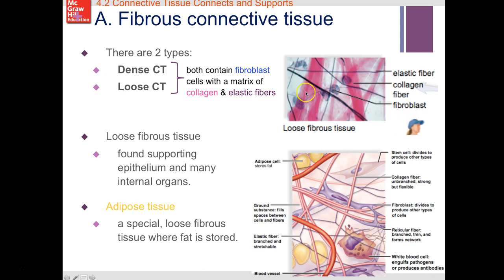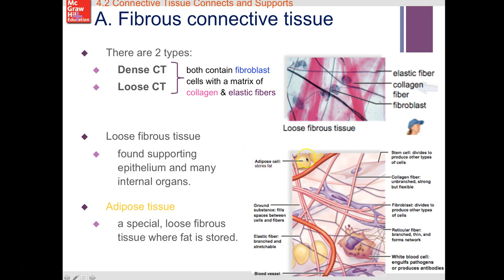And so we could see that this is loosely arranged. This is also loosely arranged. This is obviously an illustration here. And it'll help to support epithelial tissue that we'll talk about at the end of all of our tissue types and a lot of our internal organs.